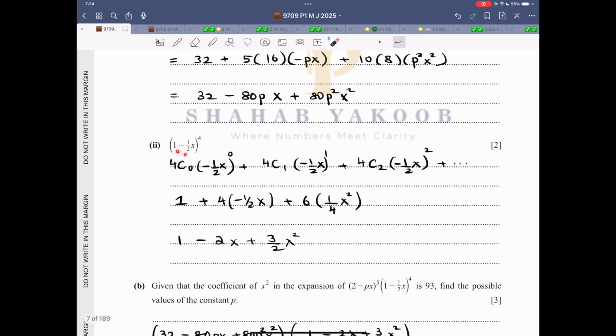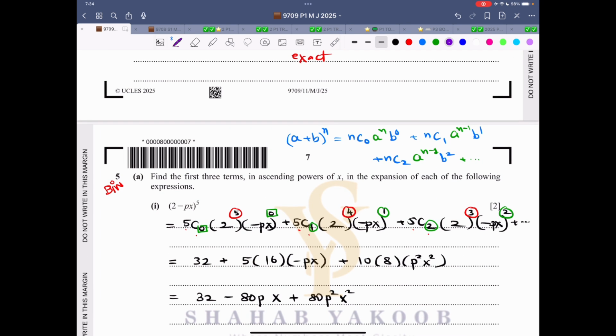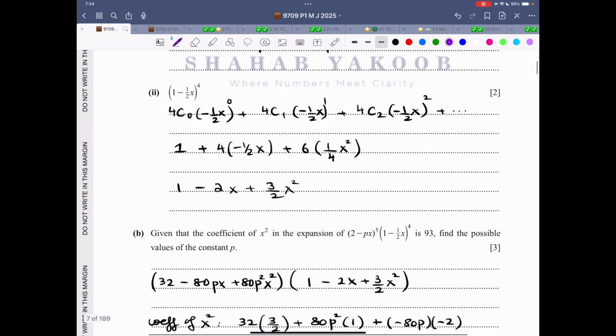Similarly, over here, 1 minus half x raised to power of 4. This is the other expansion. This expansion is this. That is 1 plus b raised to power of n. That is nC0 b raised to power of 0, nC1 b raised to power of 1, nC2 b raised to power of 2, and so on. And that is how you get it.